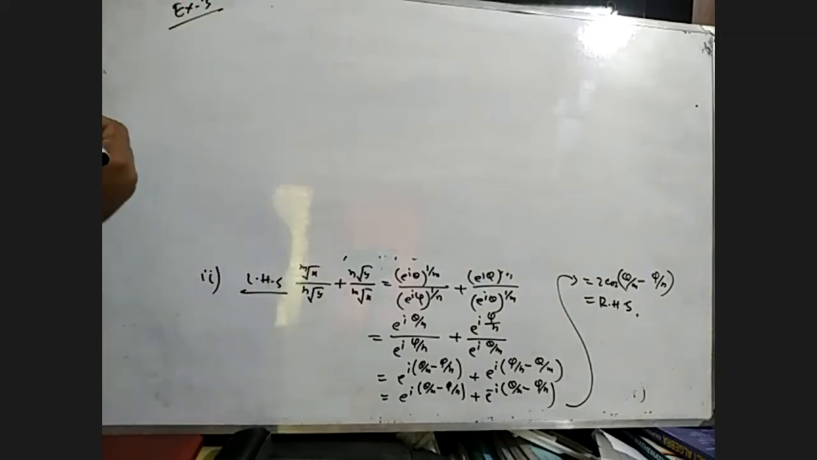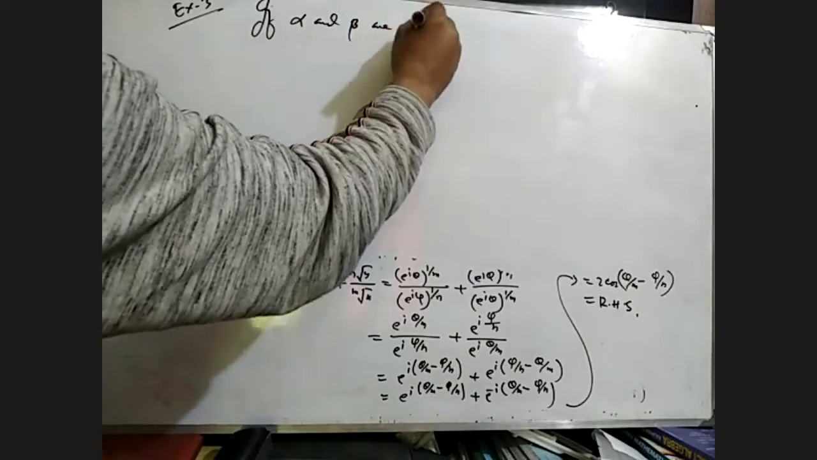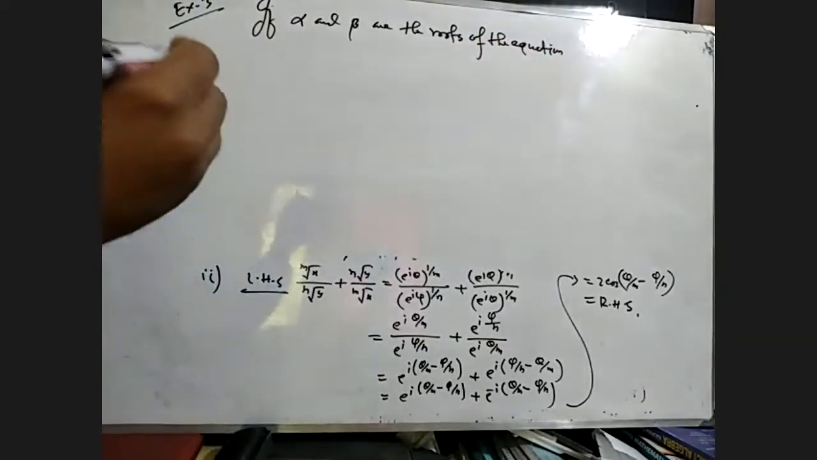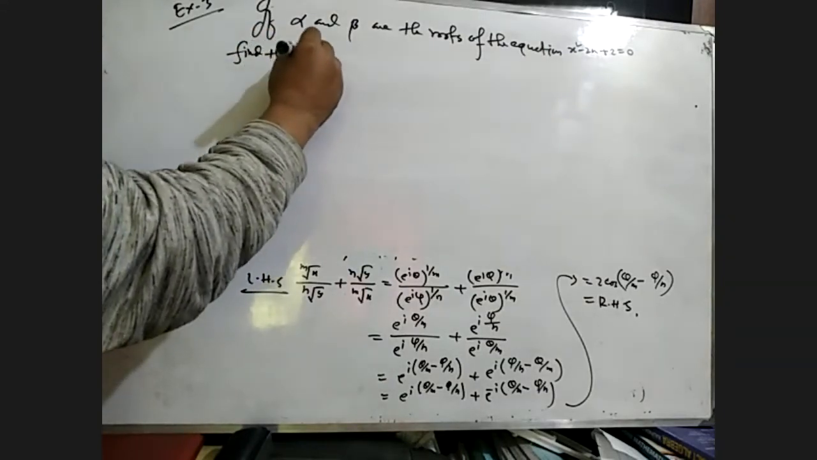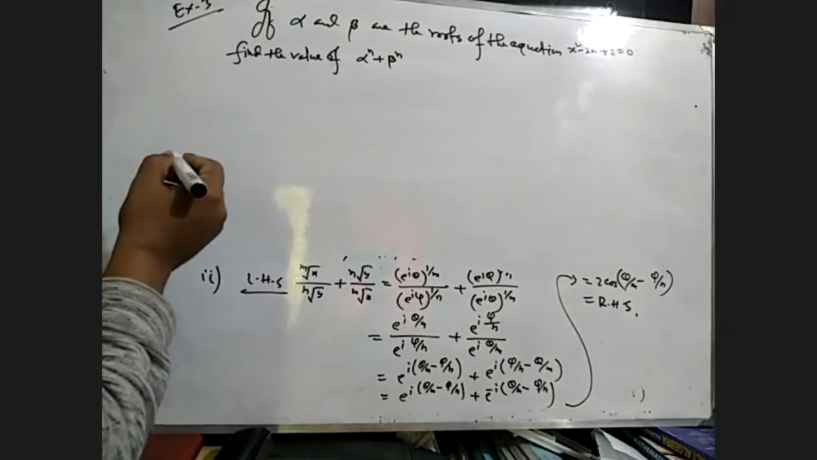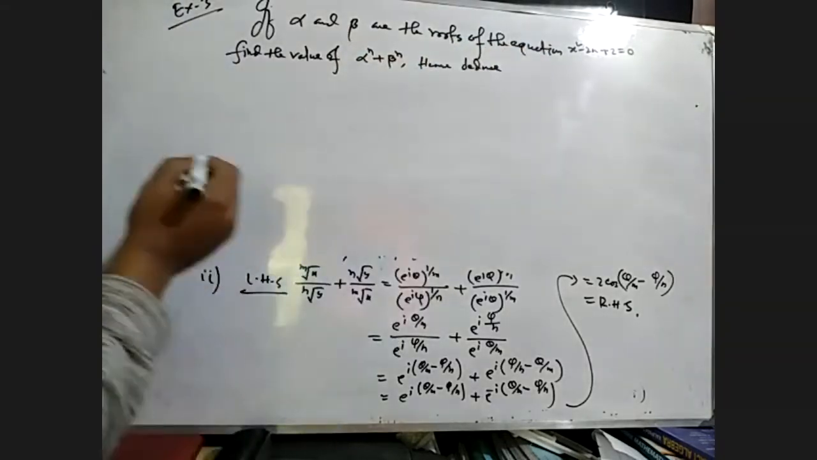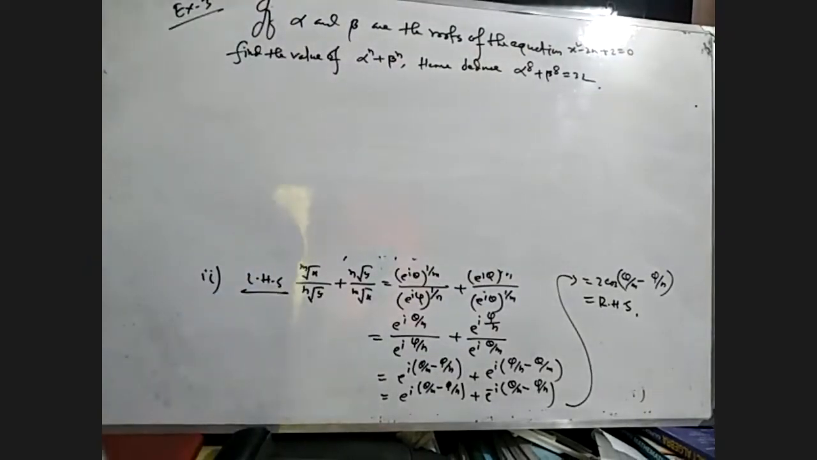example 3. If alpha and beta are the roots of the equation x square minus twice x plus 2 equals to 0, find the value of alpha to the power n plus beta to the power n, hence deduce alpha to the power 8 plus beta to the power 8 equals to 32. We have to show this result.